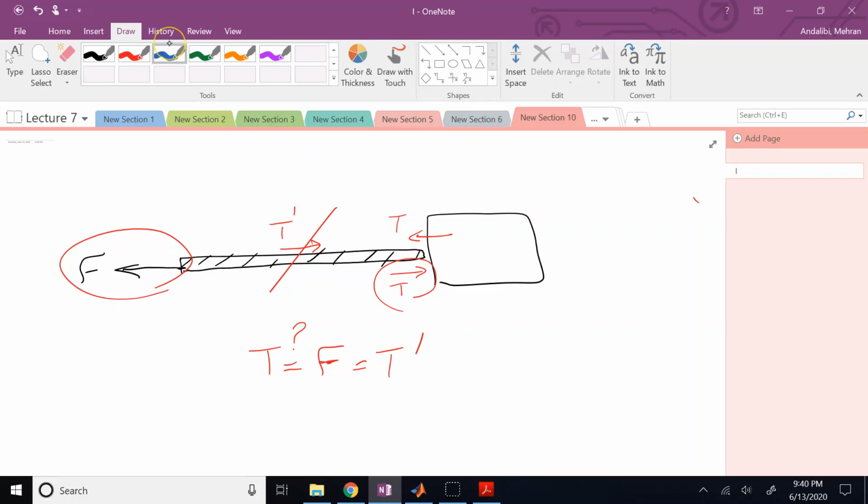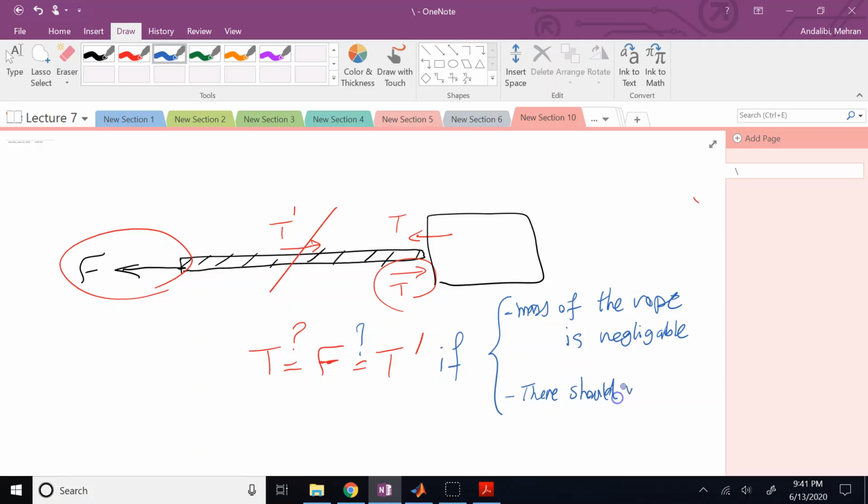The answer is no. Hopefully you learned in statics that in order for the tension of the rope to be constant along the rope, you need two conditions. One, the mass of the rope is negligible, and two, there should not be any tie or knot along the rope. If there is, it's going to change the tension. So you need at minimal these two conditions for the tension of the rope to be all equal along.